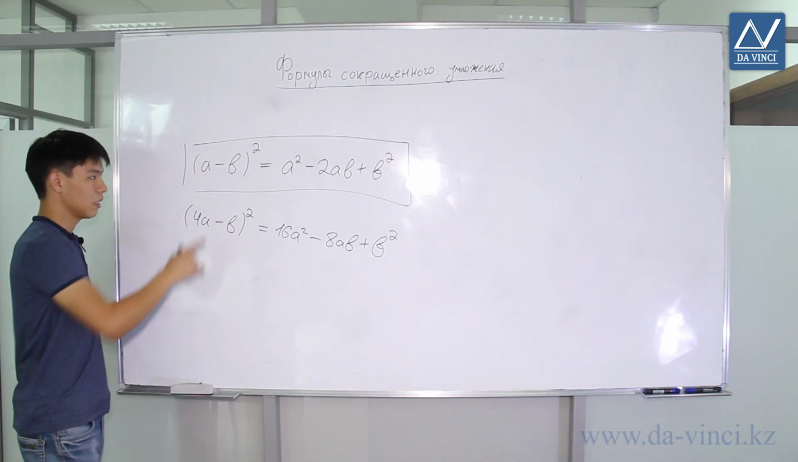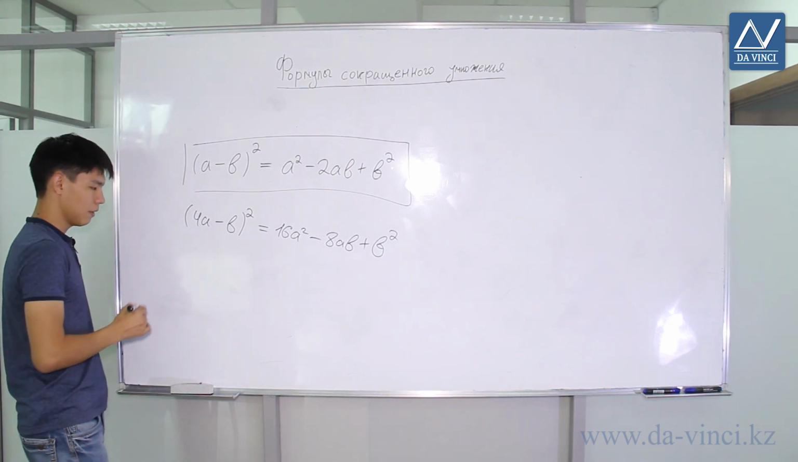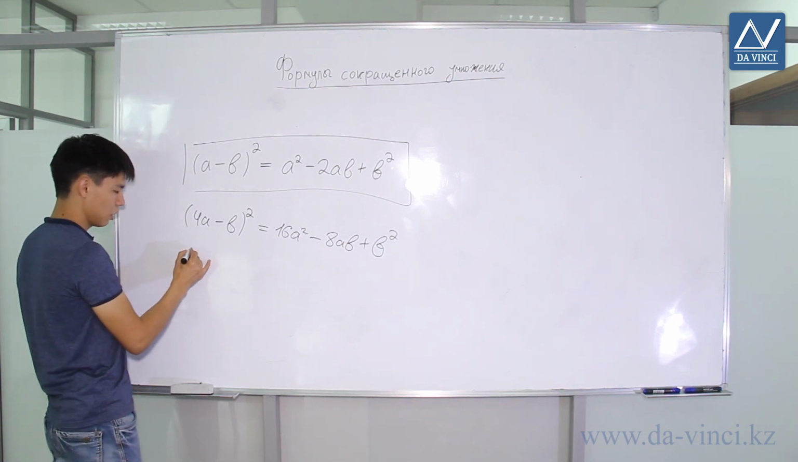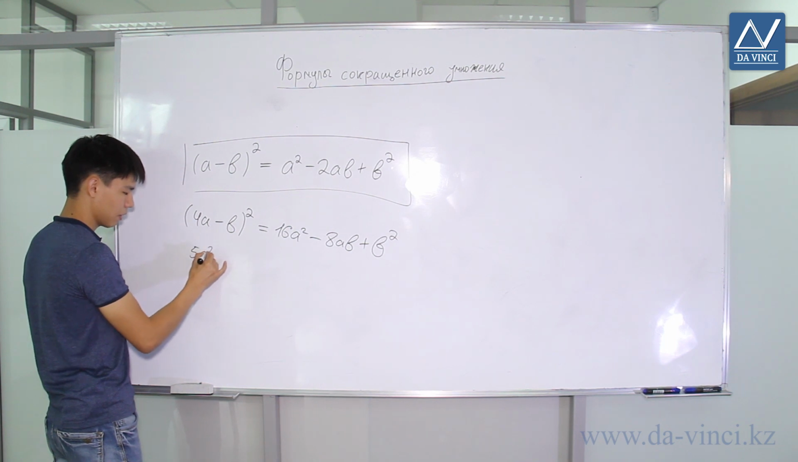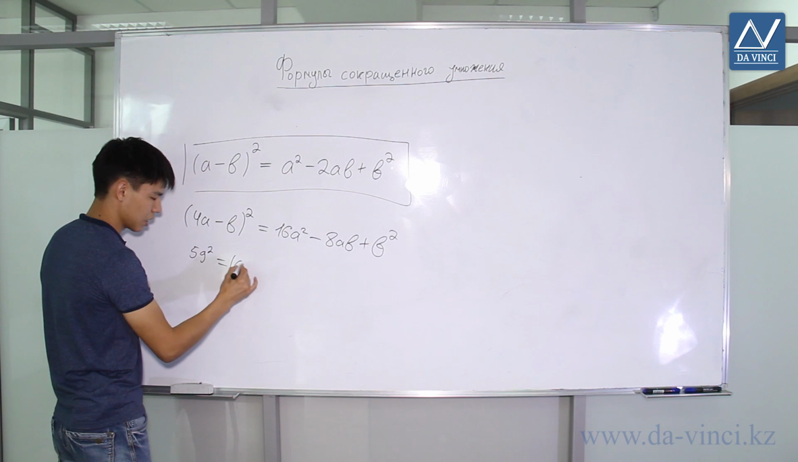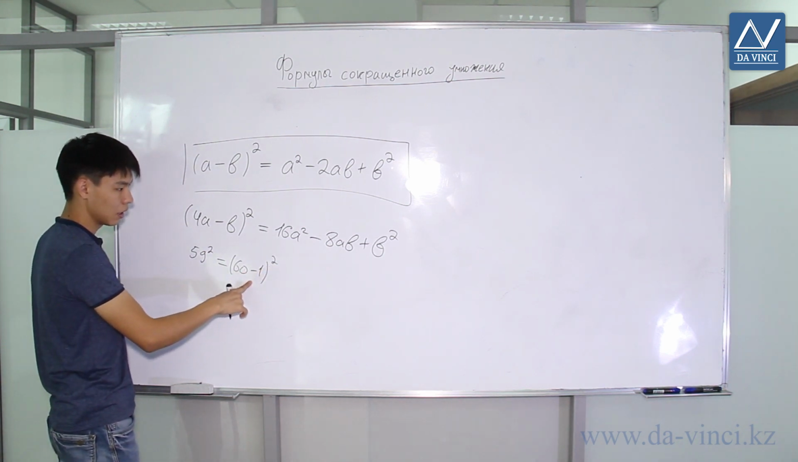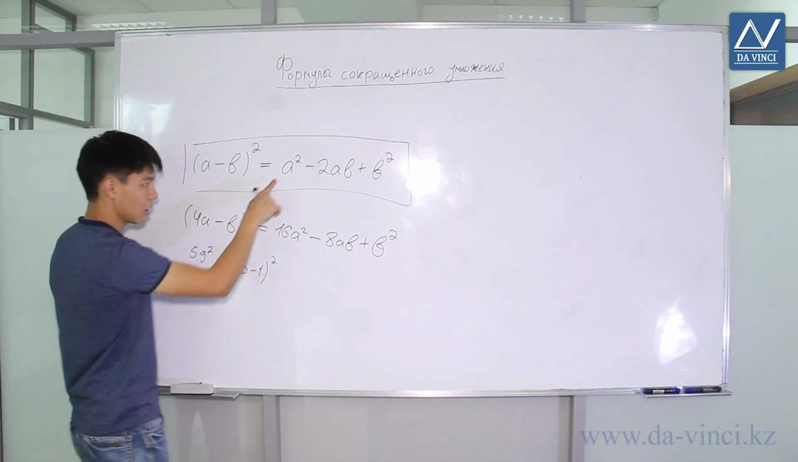As in the previous case, we can use this formula to simplify our calculations. Let's consider an example. It is required to square the number 59. How can we do this? 59 will be represented as (60 minus 1) squared. We got the square of the difference of two expressions, and now we can use this formula.